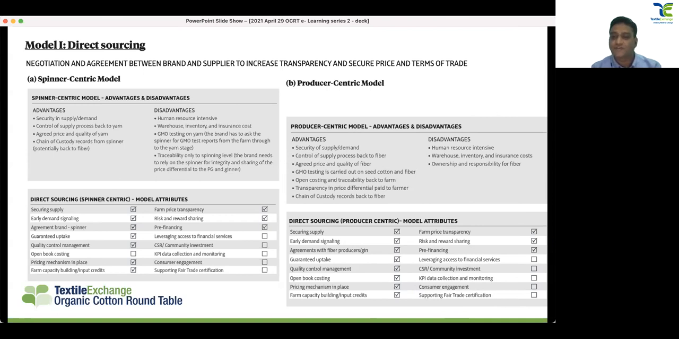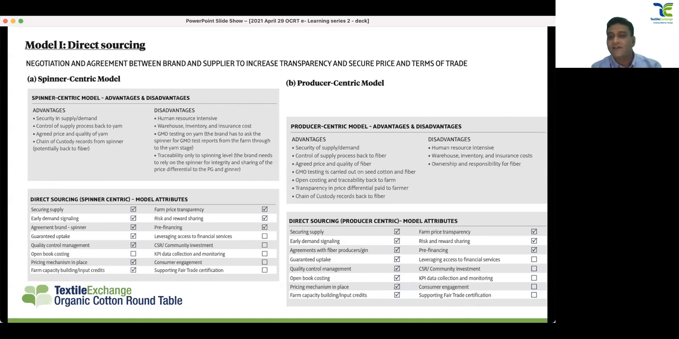There is a proper chain of custody starting from the spinner till the finished product. Even though you have OCS or GOTS certified product, you will have more indirect control over a spinner. So the objective of the spinner-centric model is more towards the brand having greater control on the business decisions or negotiation decisions and so on.